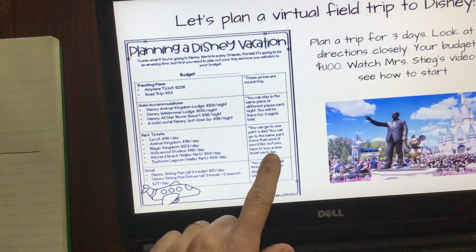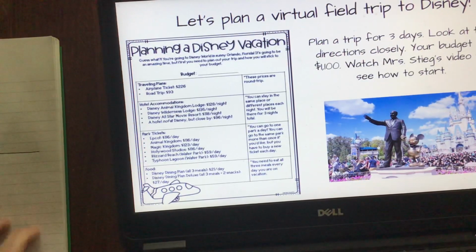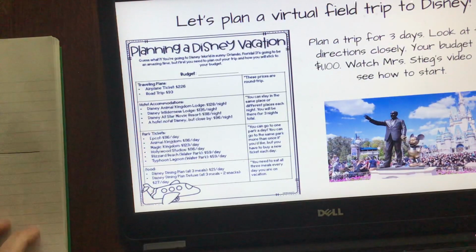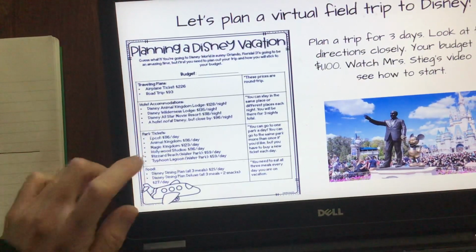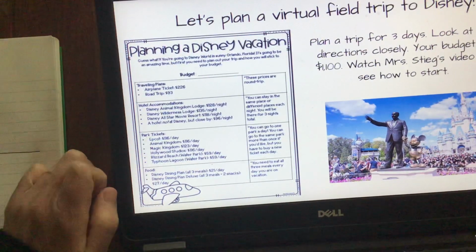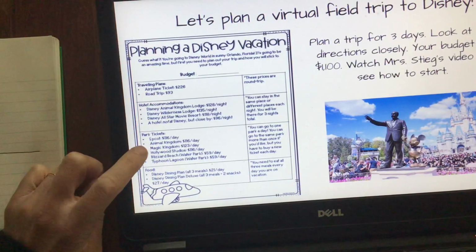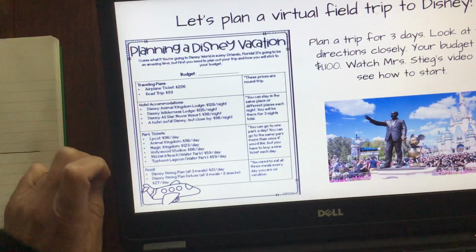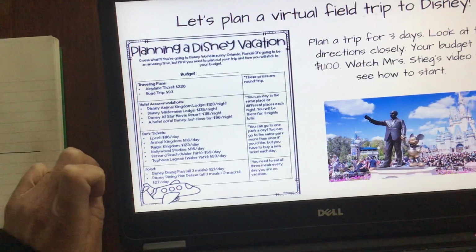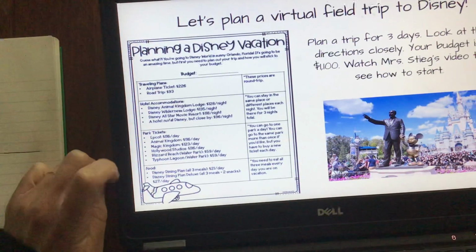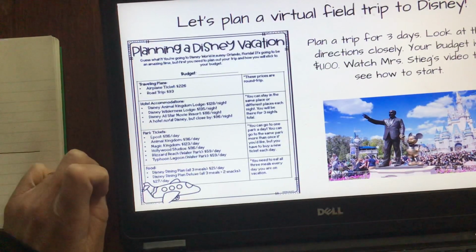All right. You can go to 1 park a day. You can go to the same park more than once if you'd like, but you have to buy a new ticket each day. So remember, you're going for 3 days. So you can go to Epcot for $116 a day. You can go to Animal Kingdom for $116 a day. You can go to Magic Kingdom for $123 a day. You can go to Hollywood Studios for $116 a day.